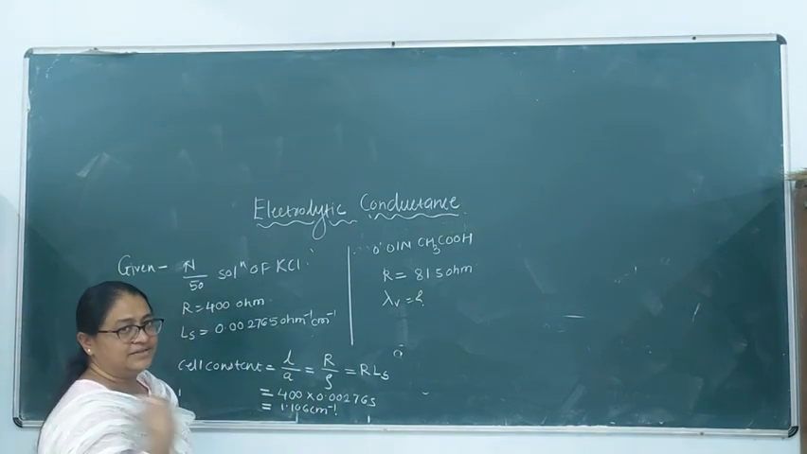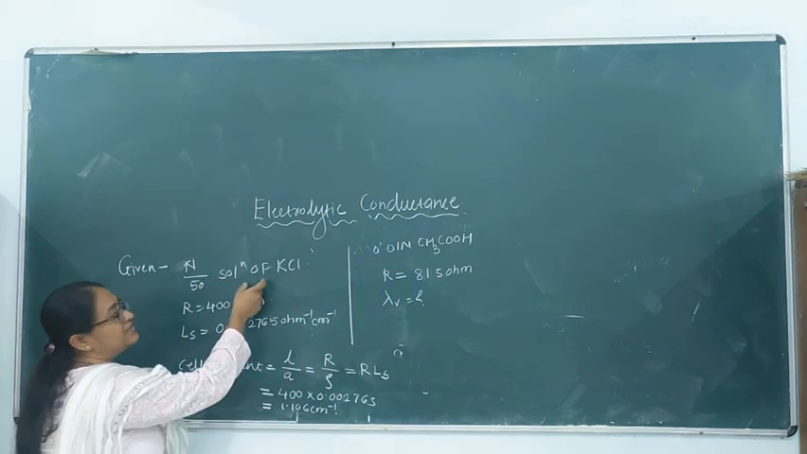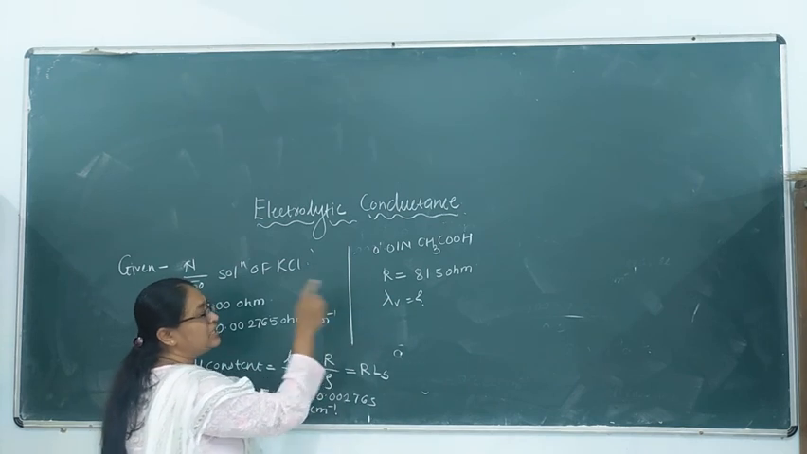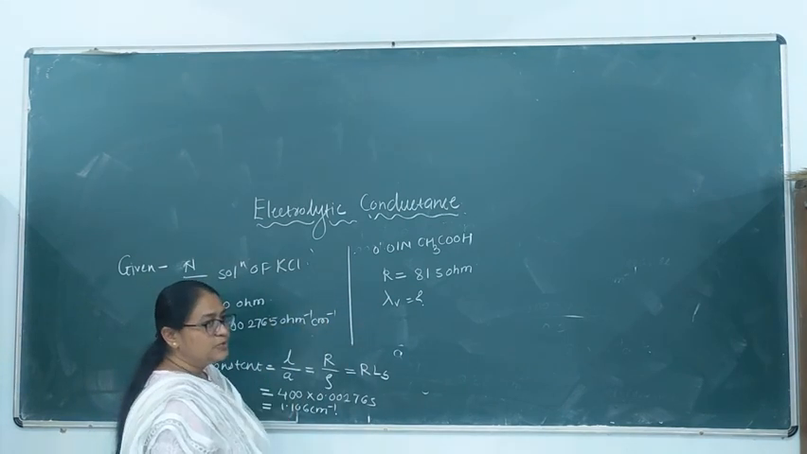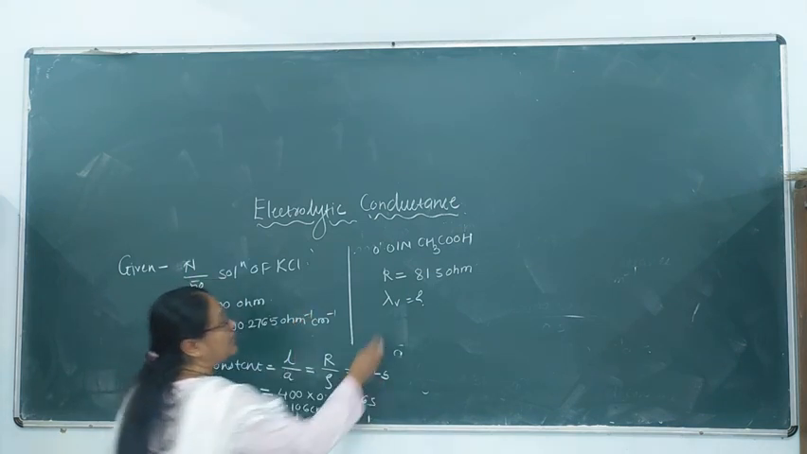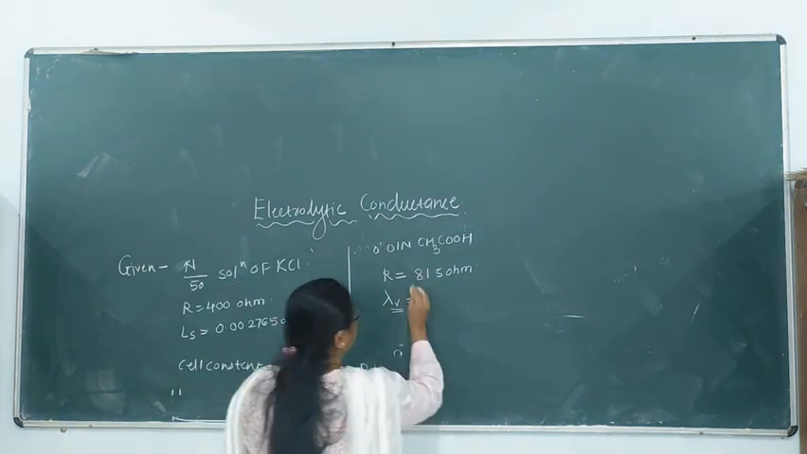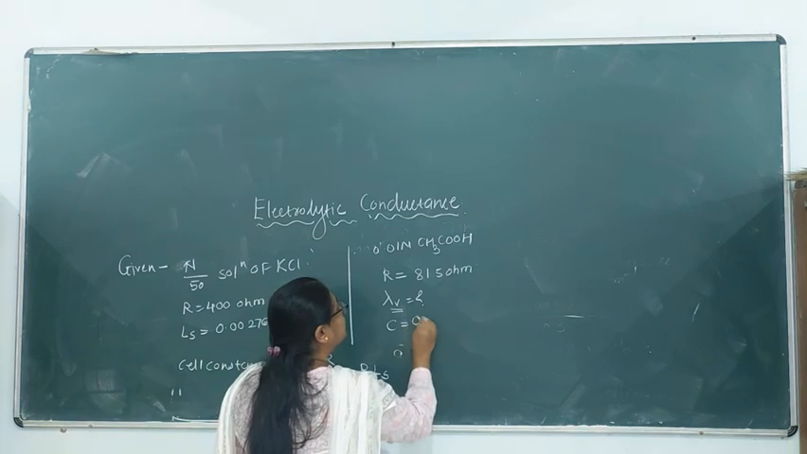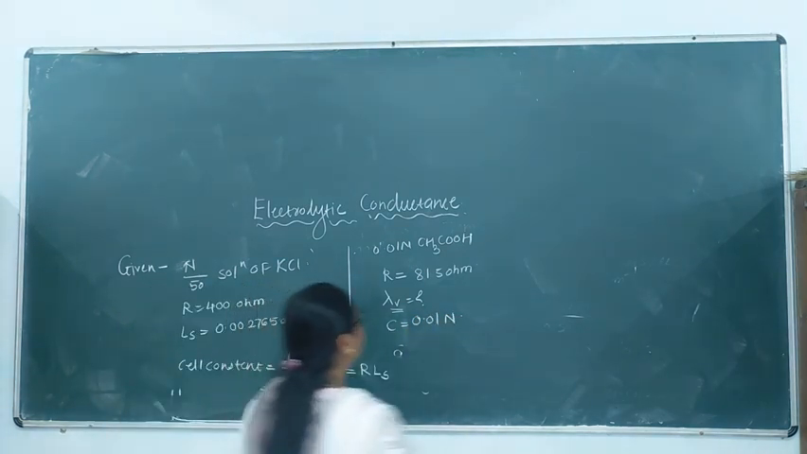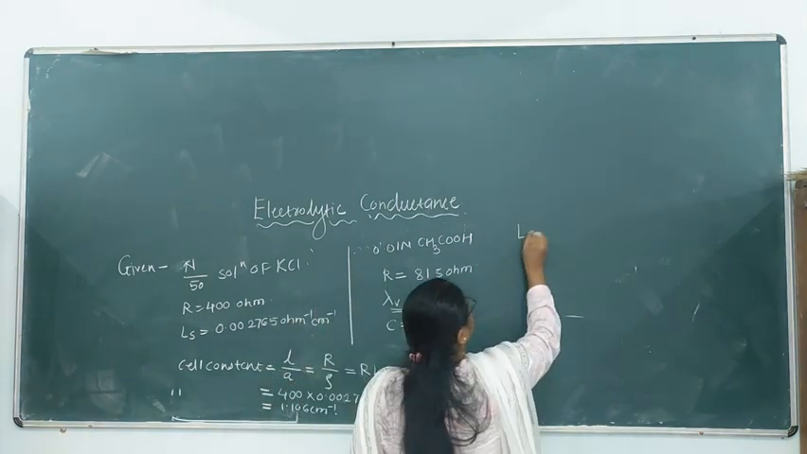Now we know cell constant. This solution is taken in the same cell where the other solution is taken. For measuring the conductivity of this solution, the same conductivity cell is used. That means the cell constant is same here as well as here. Therefore, we are now going to calculate lambda V for the acetic acid solution. Here, the concentration of acetic acid solution given is 0.01 normal.